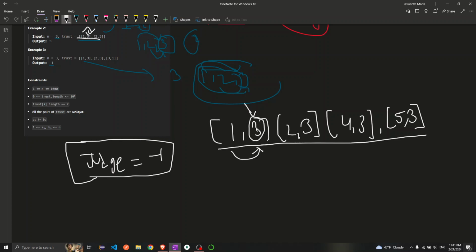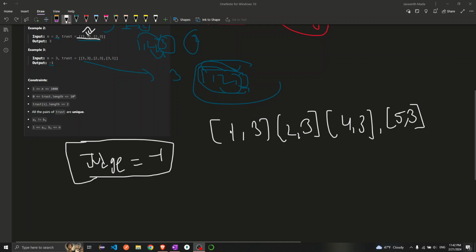If there is another guy who's getting trusted, then at that point of time I'll return -1. Let me explain again. Initially, my judge is -1. So initially, the one who is getting trusted, I'll assume this guy as the judge, right?